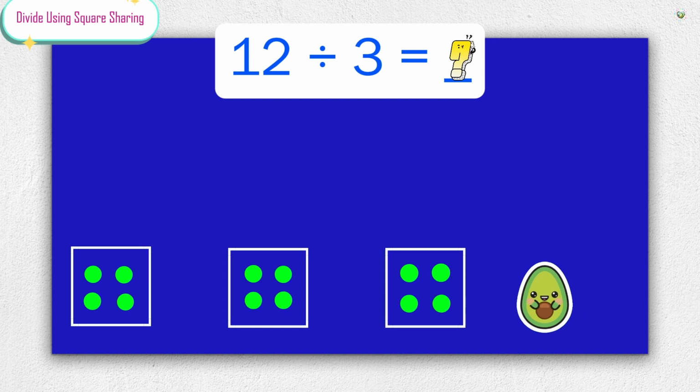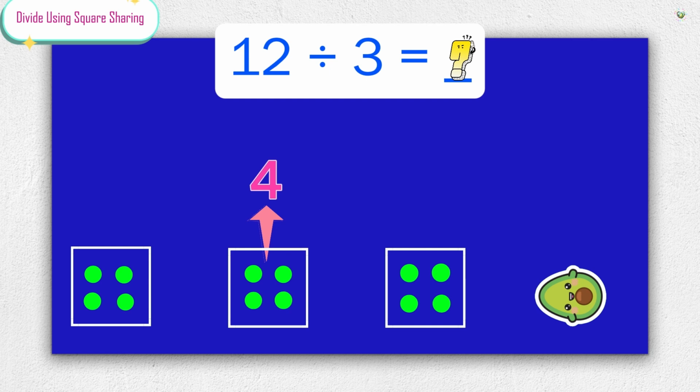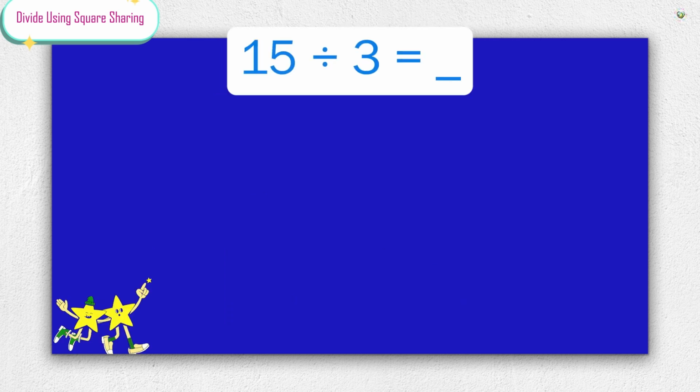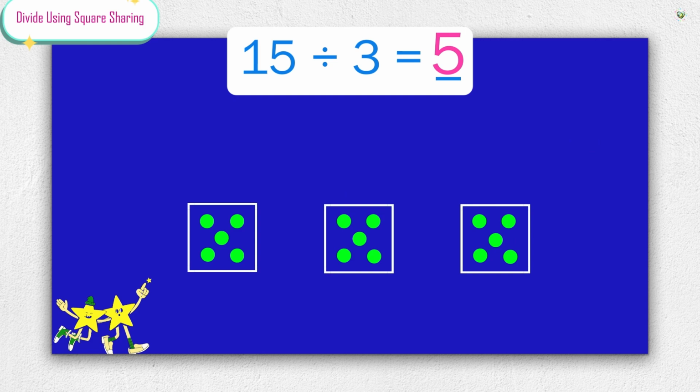We just count how many dots are in one square. Perfect. So, how many dots are there? 4 in each square. That means the answer is 4. Awesome work. 1 more to go. It's 5. Same as you.